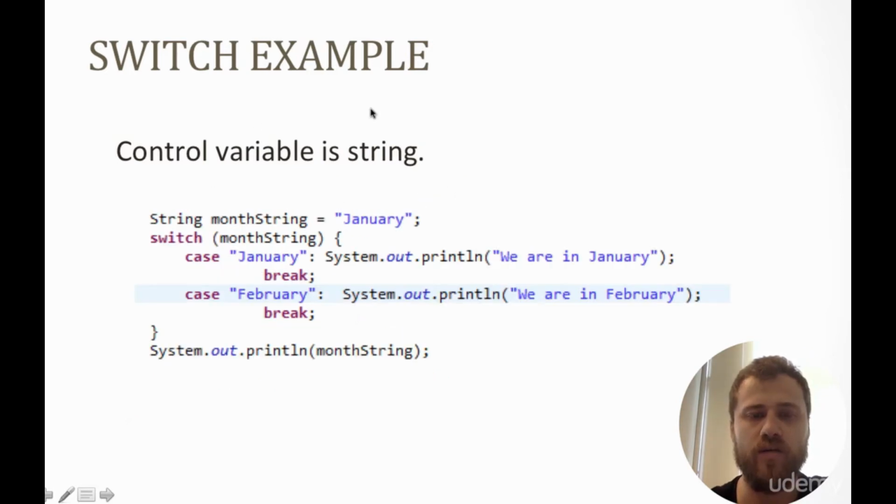If our control variable is a string, meaning basic text, and if month string is January, this code will be executed. We are in January until this break statement, and when the break is met, the switch statement will be broken. So the code flow will go here and this line will be executed. If this case is not true, the next case will also be checked, and if it is true, this code will be executed until this break.